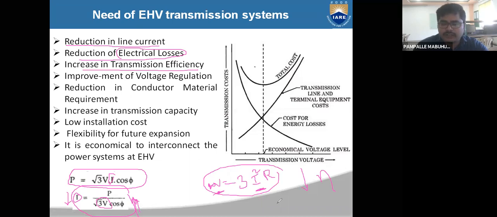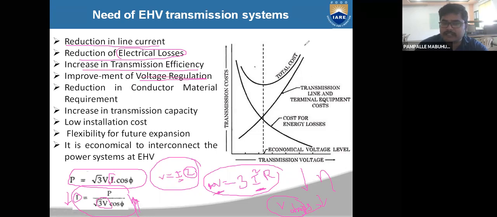You will also have less voltage drop across the transmission lines. The voltage drop is equal to I into Z, and the impedance of the transmission line may be constant. As the line current reduces because of high voltage, the voltage drops also reduce at higher voltages. When voltage drops are reduced, what about the voltage regulation? Voltage regulation will improve.